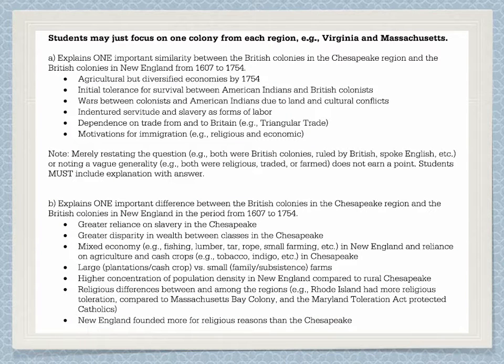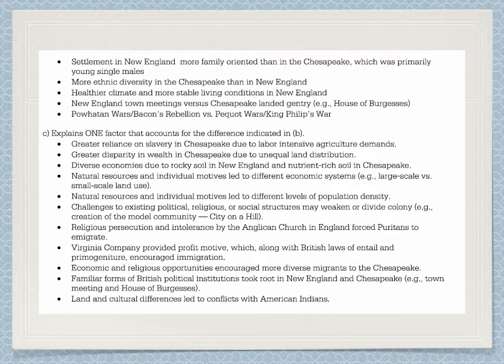If I were a reader on this particular question, this is the actual rubric that I would be given to grade the exams. And notice that in part A, we have lots of information to show similarity between the colonies in the Chesapeake and New England. Then part B is where you would be talking about the differences and lots of information you could call from to create those differences. This is a continuation of those differences.